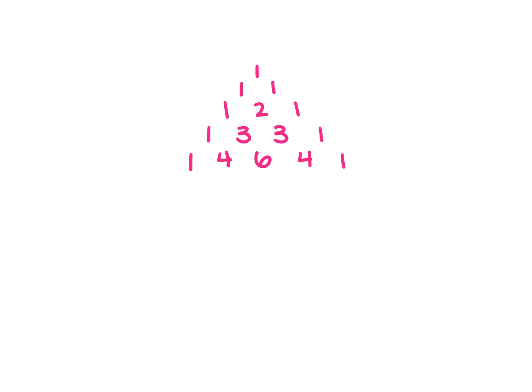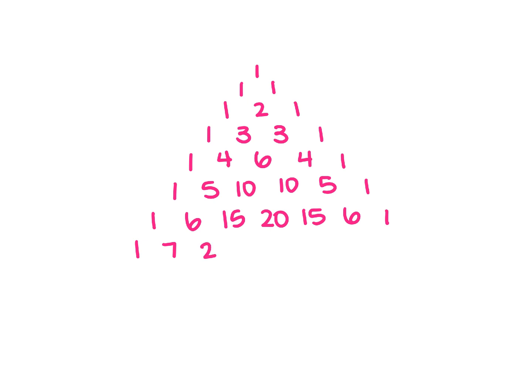For your next power, which would be the fifth, you got 1 on the outside. 1 plus 4 is 5. 4 plus 6 is 10. 6 plus 4 is 10. 4 plus 1 is 5, and 1 on the outside. If you had to go to the sixth power, you got 1 on the outside, 6, 15, 20, 15, 6, and 1. If you had to do the seventh, you got 1, 7, 21, 35, 35, 21, 7, and 1. If you had to do the eighth, you would just continue to add.